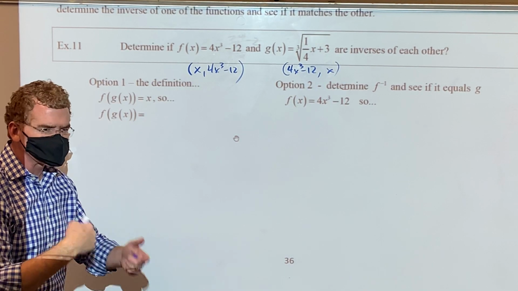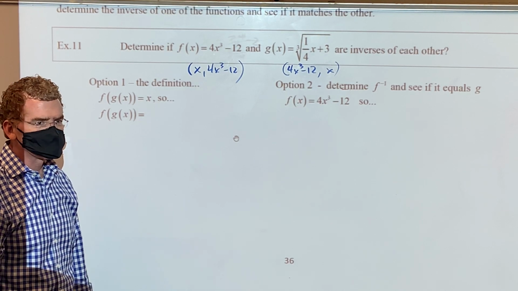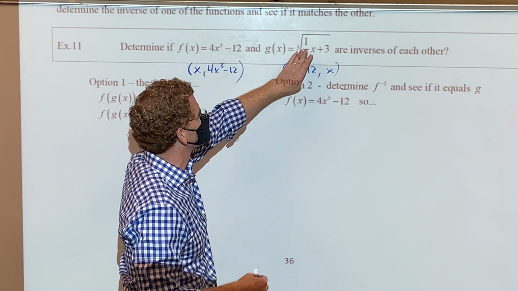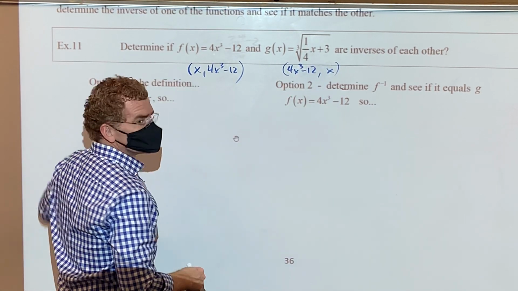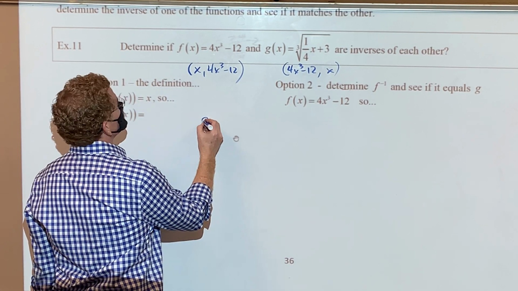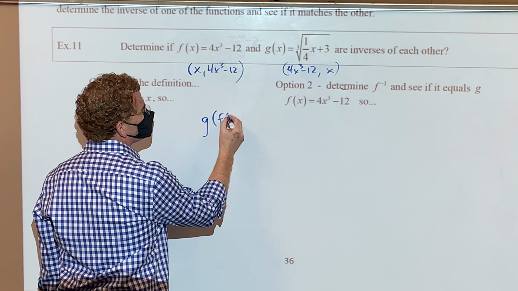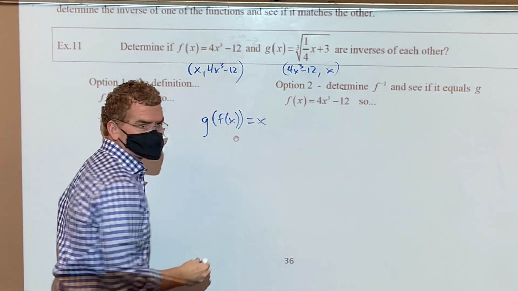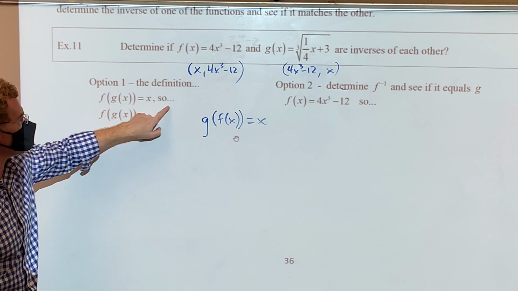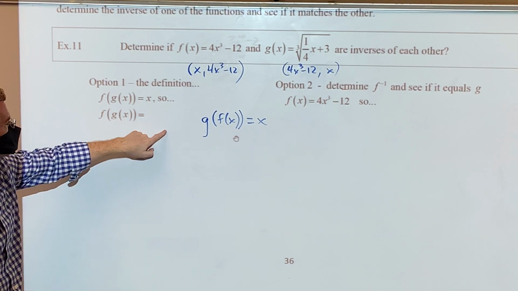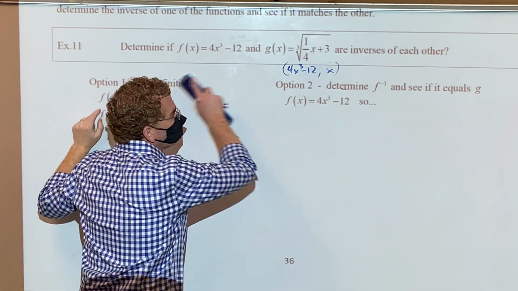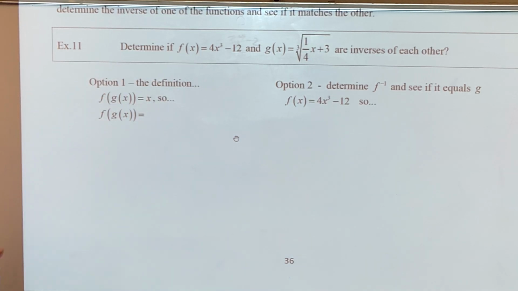What does it feel like I'm doing there? Substitution. What am I plugging technically into this? The other equation. It's a composite function. Oh my goodness. I'm checking g of f of x to see if it's x. That was our definition of an inverse, right? So to check to see if they're inverses, check these definitions. I went g of f of x, but I can check f of g of x, and I'm supposed to get x both times. That is option 1, a real proof.